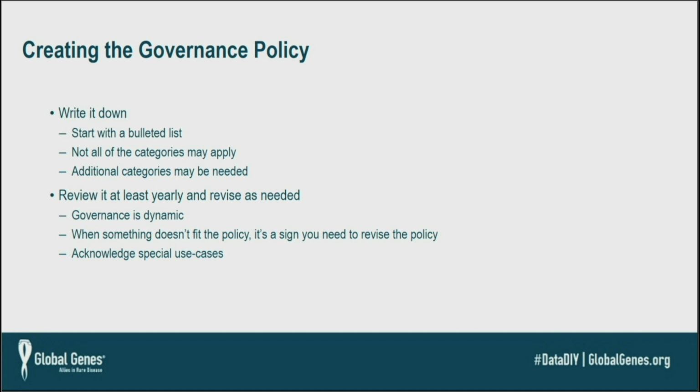It might be very small. It might just be like, we're a small registry and there are 2 people on our committee and we decide if people have access. And that's okay, that's a governance policy because you're saying these are the people that make the decisions. It might be more expansive.